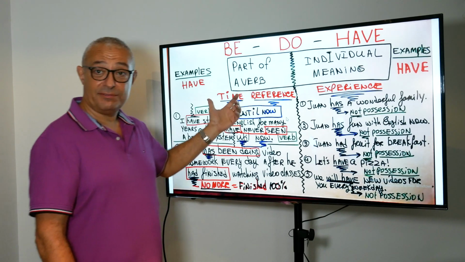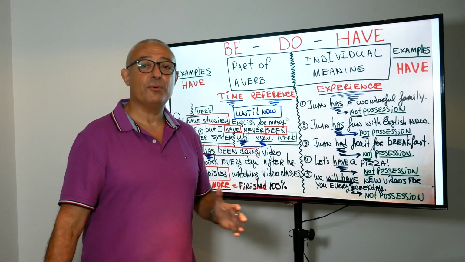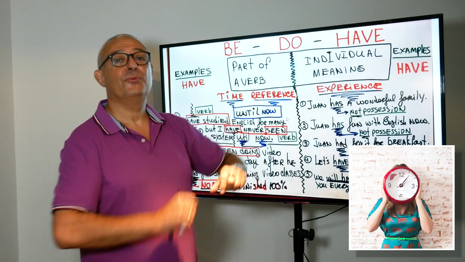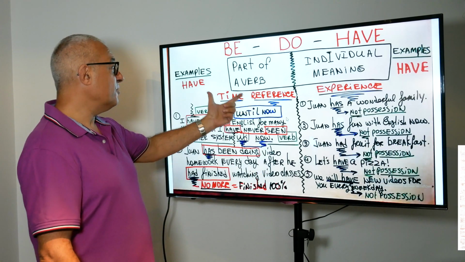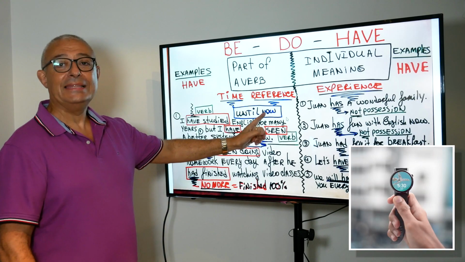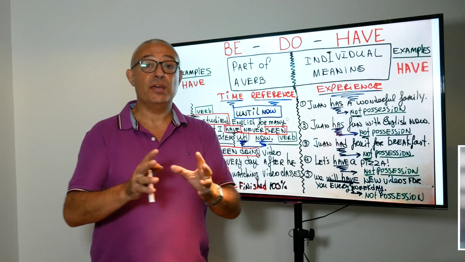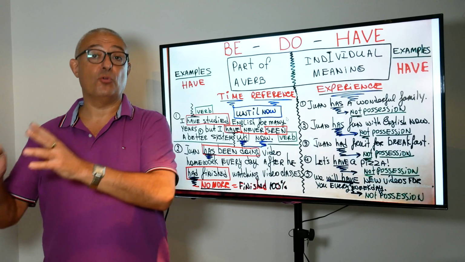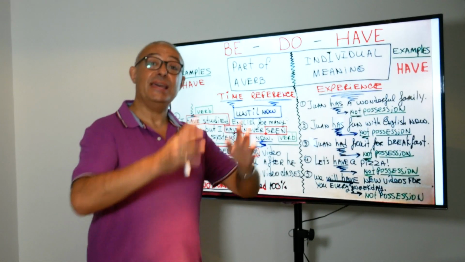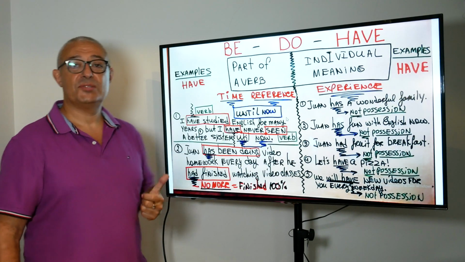So the verb to have, first of all and most frequently, is used to show people a time reference. The verb to have means literally until now. So whenever you mix the verb have with another verb in a past perfect format, what you're telling me is that something has been happening until now. Let's look at the first example.